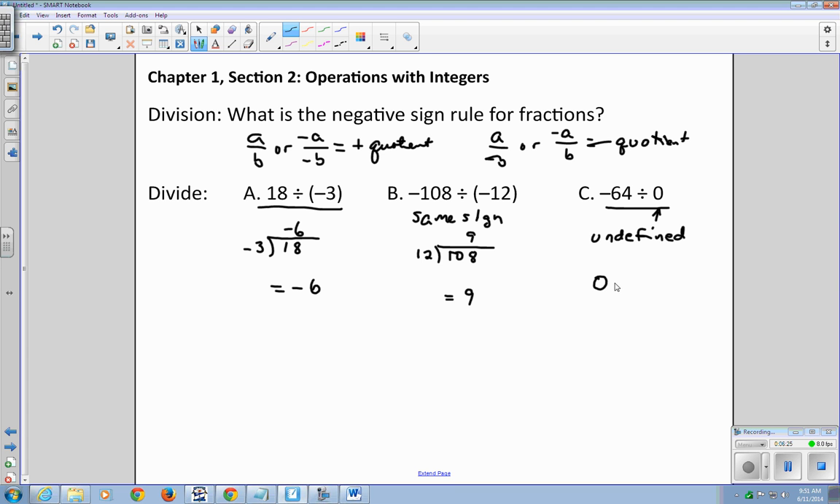Now, we could do it the other way around. If I said 0 divided by 64, that would be okay because the result would be 0. We could take 0 times 64 and get 0. But 64 divided by 0, that's undefined. There is no value that makes that true.